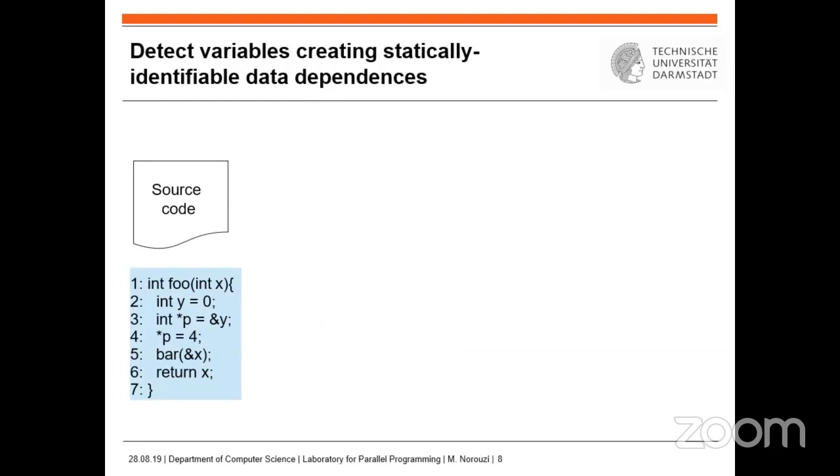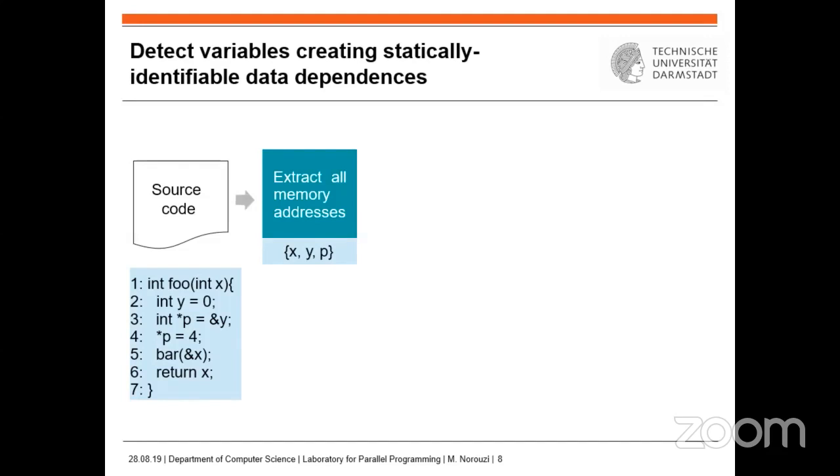From here we first determine which are the addresses for which we can safely and completely predict dependencies statically. We call these addresses statically predictable. To do this, we first extract all memory addresses of the function. Here we have the address of x, the address of y, and the address of the pointer p.